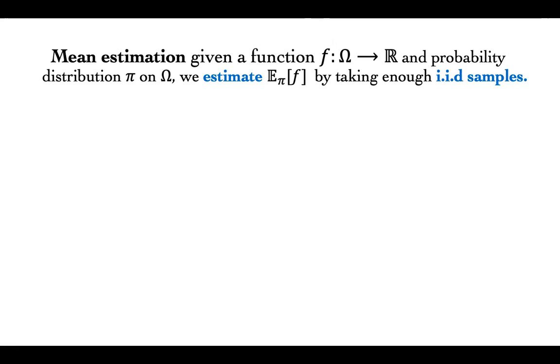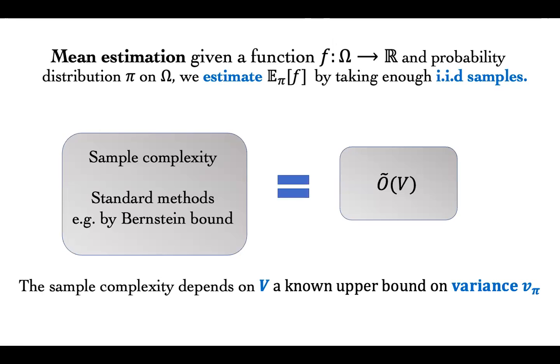In the mean estimation problem, given a function f mapping omega onto the real numbers and a probability distribution pi over omega, we estimate the expectation over pi of f by taking enough independently and identically distributed samples from pi. Using standard methods such as the Bernstein bound, the sample complexity of mean estimation depends on capital V, a known upper bound on the variance V pi.